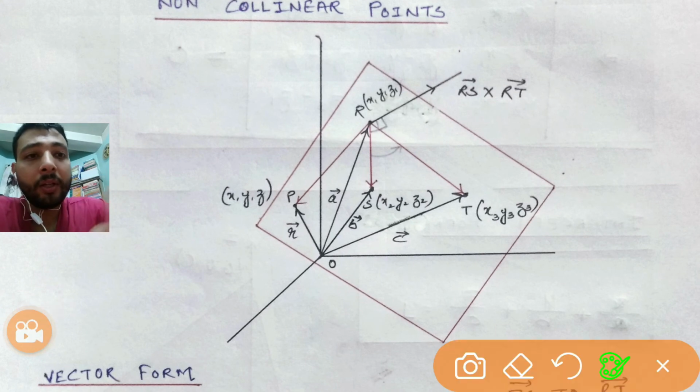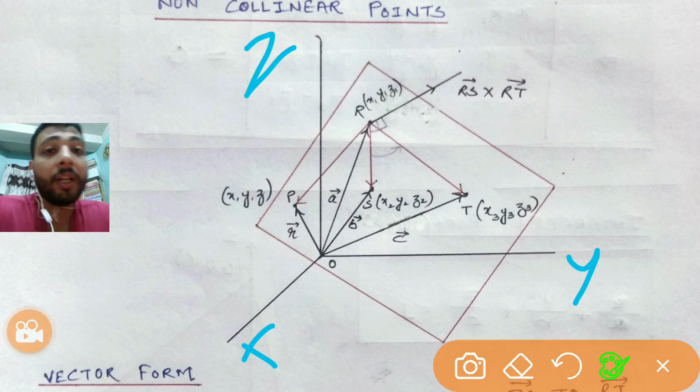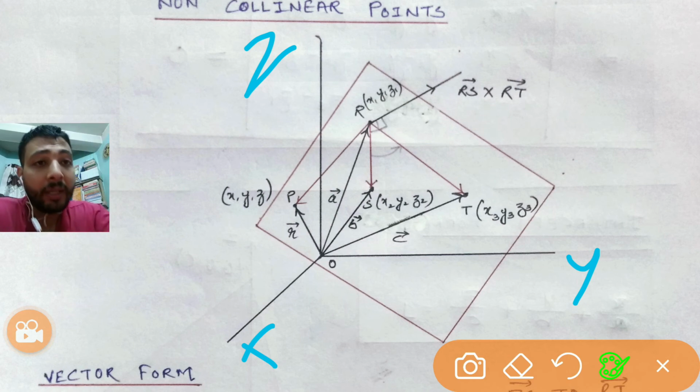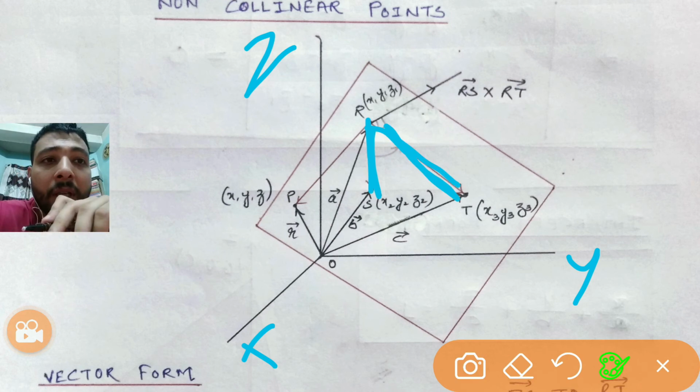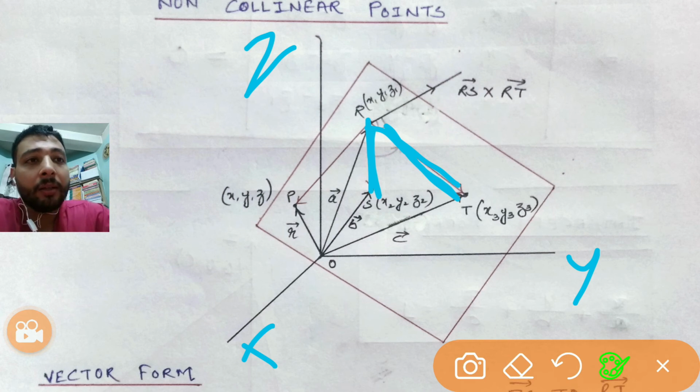Okay, now you see this is x, this is y, this is z axis. Now look at the diagram very carefully. We are just taking the cross product of two lines here, and then the relation will give us the equation. I have RS line on the plane, I have RT line on the plane. If I take their cross product, what will be our cross product? We are not going to that sine theta thing. We'll just write the cross.